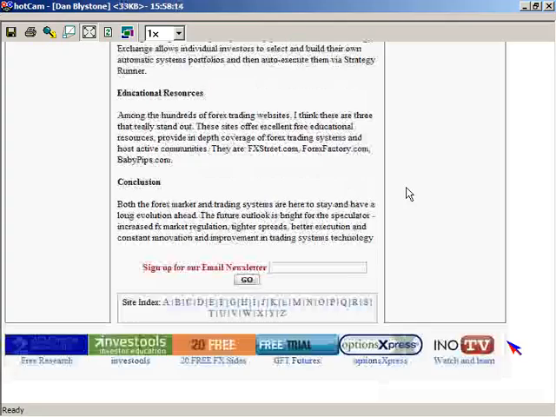Okay, so to wrap it up, my conclusion says that both the Forex market and trading systems are here to stay and have a long evolution ahead.